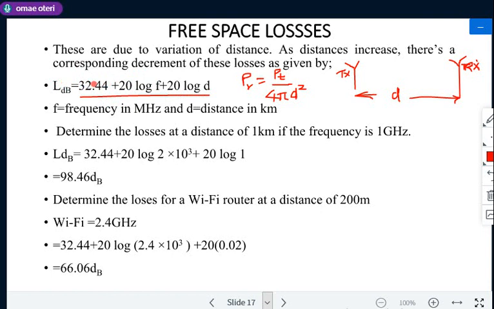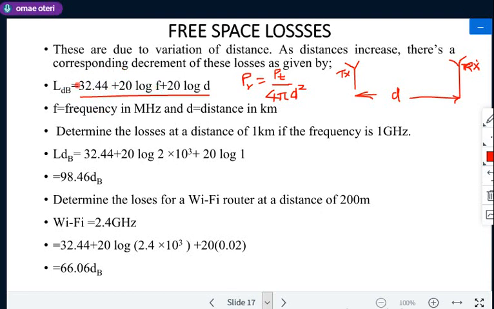They are given by 32.44 plus 20 log f plus 20 log d. Please note that f is the frequency and d is the distance. This 32.44, because this is in terms of dB, of course we are using 10 log somewhere, which I believe we must have talked about at some point, the logarithm function. It incorporates the frequency and also the speed, this value.